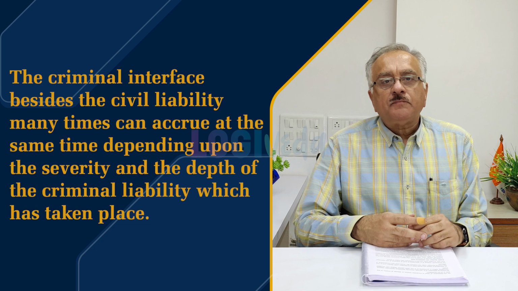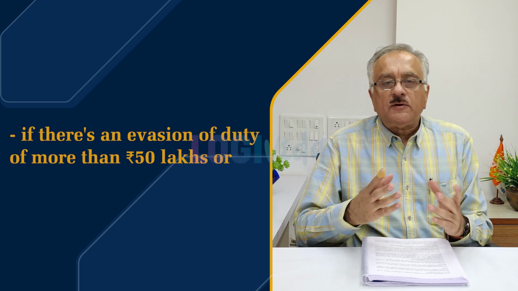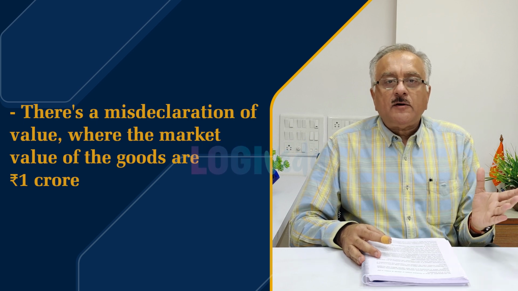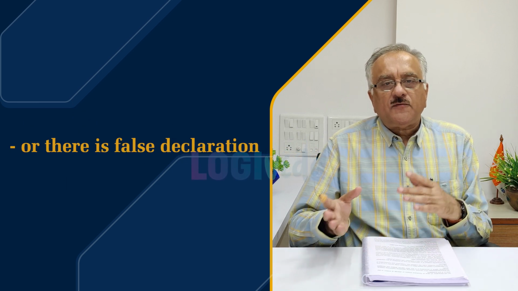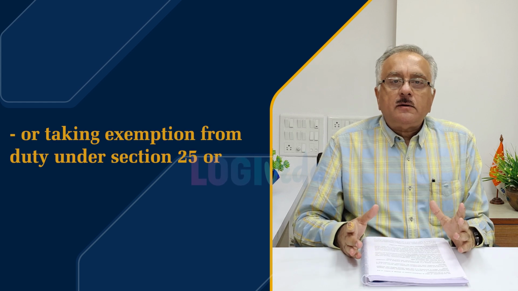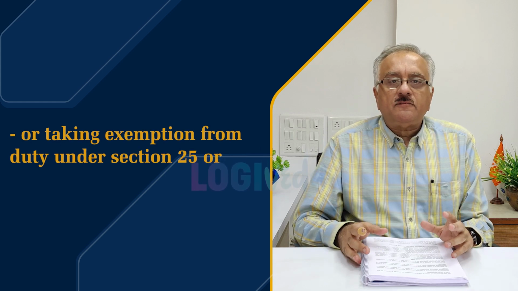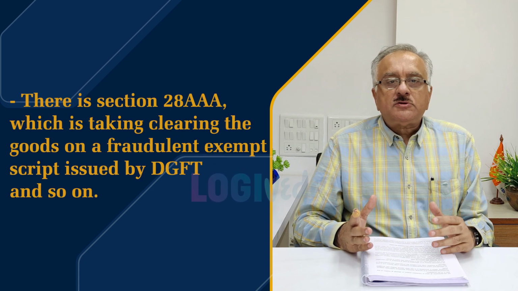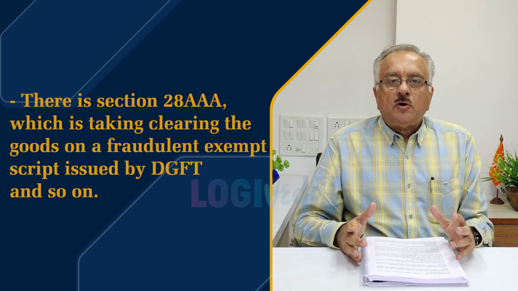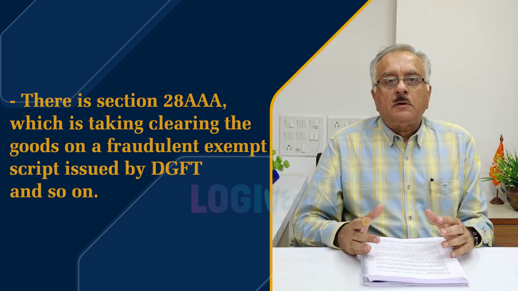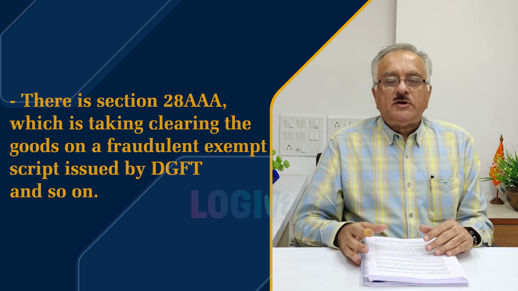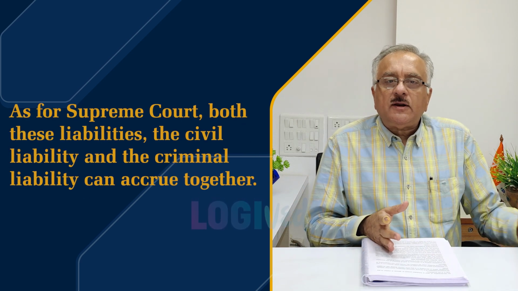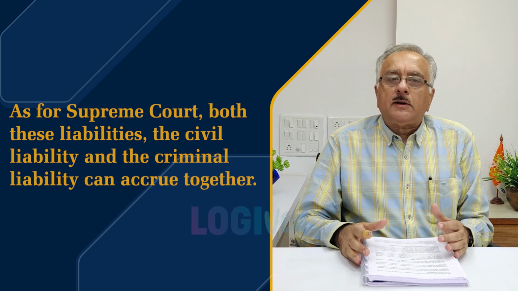As an example, if there is an evasion of duty of more than 50 lakhs, or there is a misdeclaration of value where the market value of the goods is 1 crore, or there is false declaration, or taking exemption from duty under section 25, or there is section 28AAA, which is clearing the goods on a fraudulent exempt script issued by DGFT and so on. As per the Supreme Court, both these liabilities, the civil liability and the criminal liability, can accrue together.